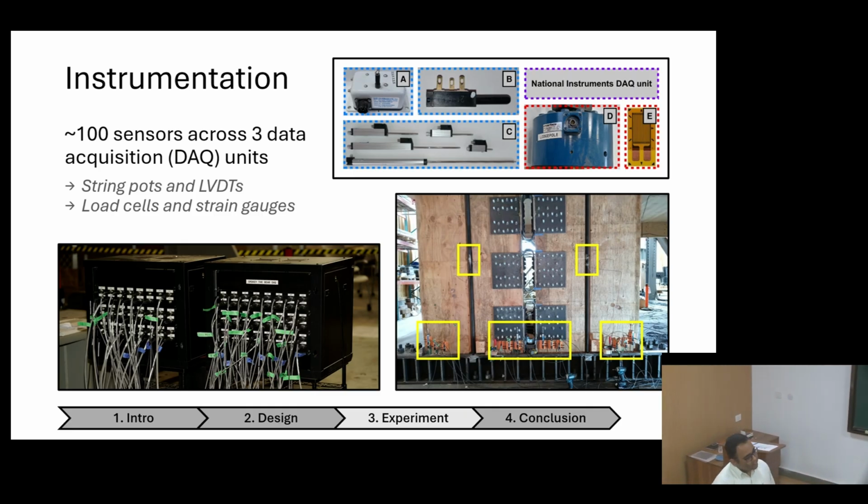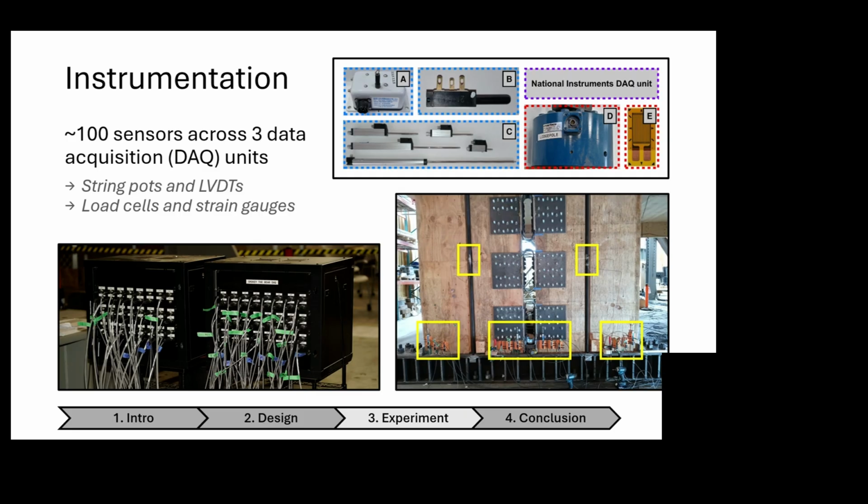We also wanted to see where the neutral axis lies while it's rocking back and forth. All the LVDTs are here, strain gauges on the post-tension cables, some string potentiometers for global displacement at the top of the building, and so on.